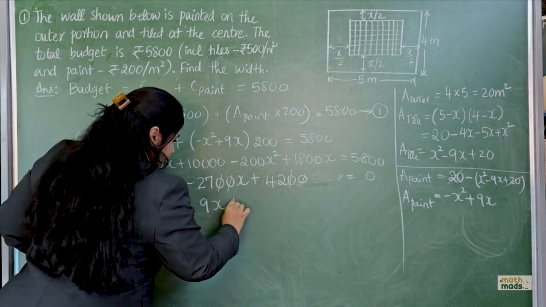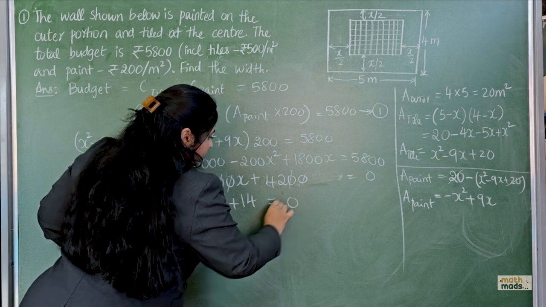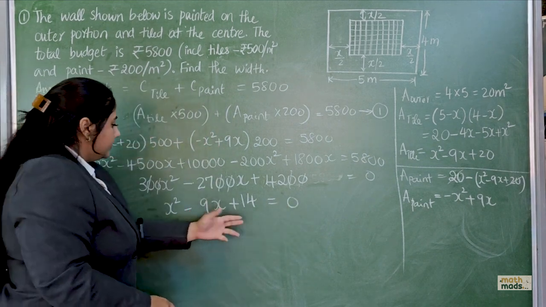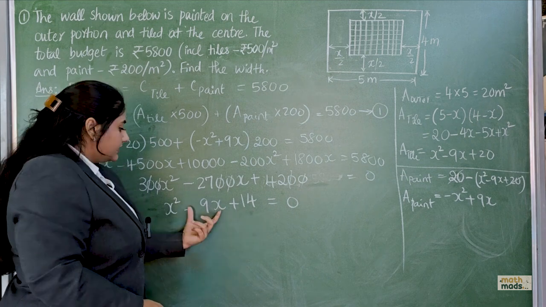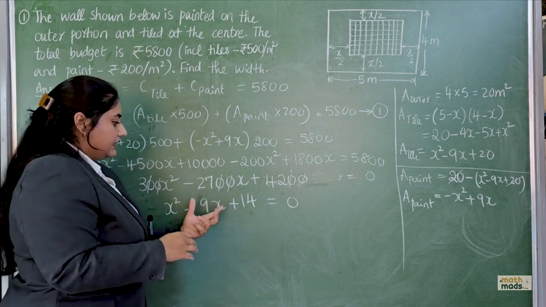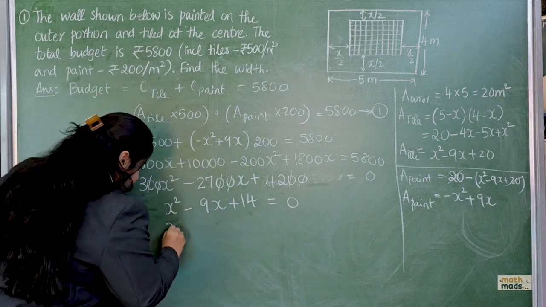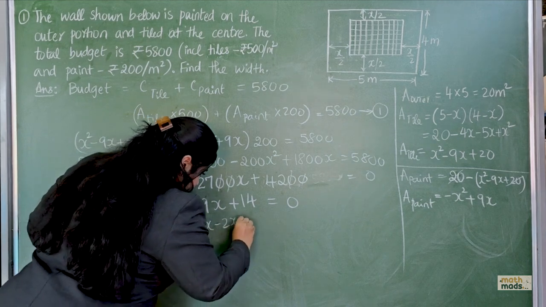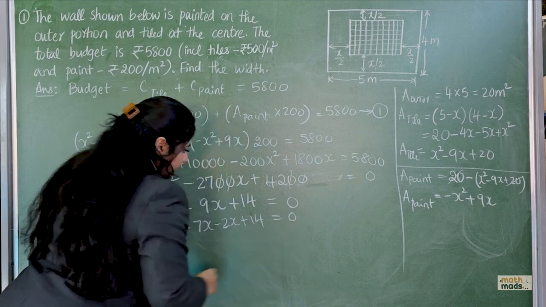42 by 3 will give you plus 40 is equal to 0. Now it's as good as splitting the middle term, right? So the factors of 14 where the difference or sum is 9 is 7 and 2. So let me consider that x square minus 7x minus 2x plus 14 is equal to 0.